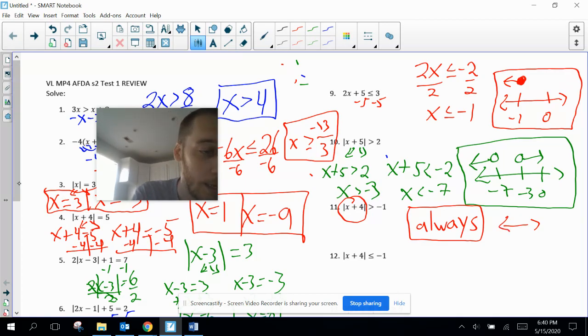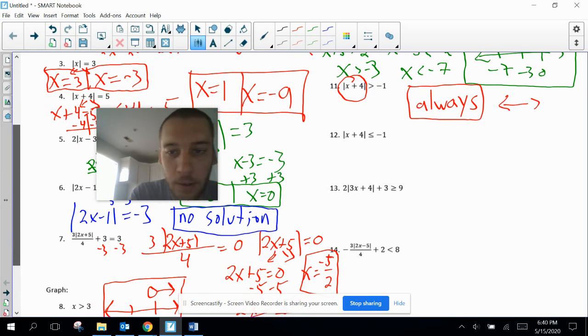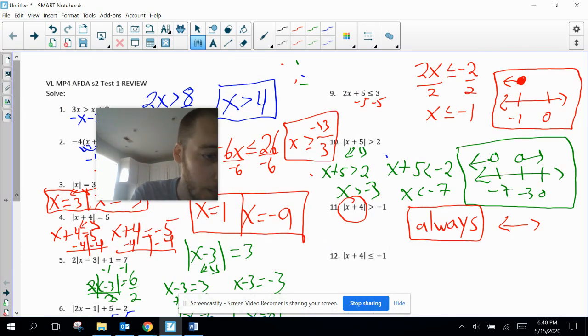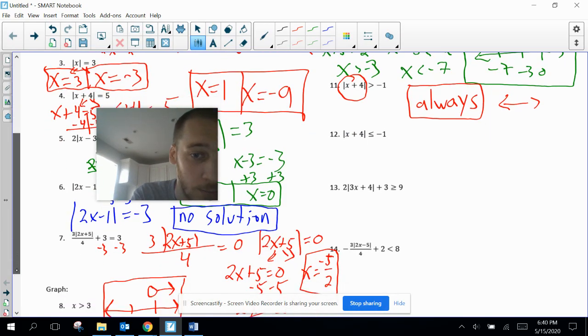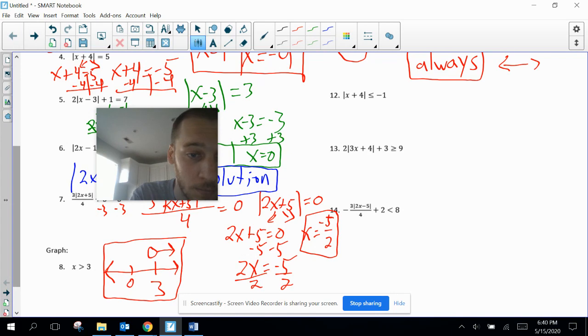And similarly on number 12, when is a positive number? Remember, that's what absolute value does, makes it positive. When is a positive number going to be less than a negative number? Well, that never happens, right? This is impossible. If it's positive, it cannot be less than a negative number. So this is no solution.